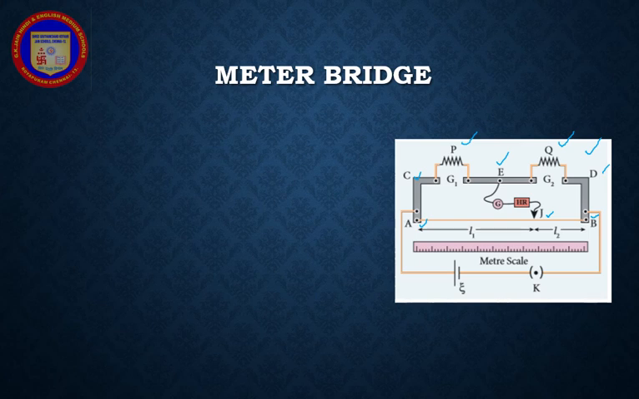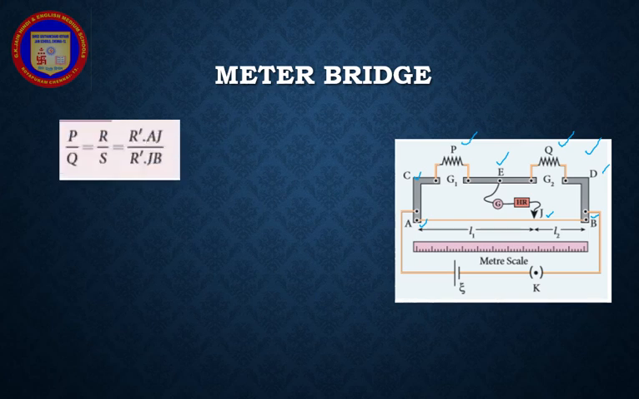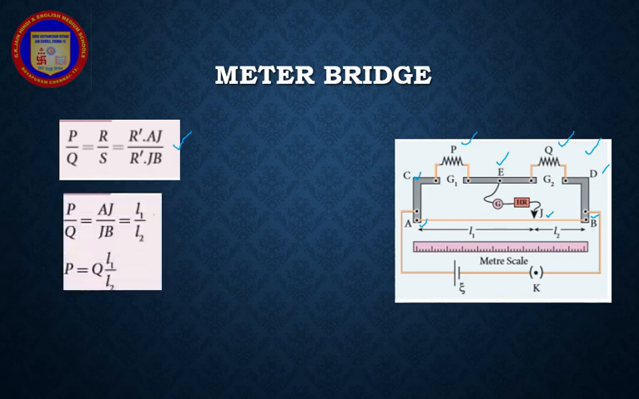The position of the jockey on the wire is adjusted so that the galvanometer shows zero deflection. Let the point be J. The lengths AJ and JB of the bridge wire now replace the resistances R and S of the Wheatstone bridge. Then P by Q is equal to R by S is equal to R dash AJ divided by R dash JB. We have P by Q is equal to AJ divided by JB, which is equal to L1 by L2, where R dash is the resistance per unit length of the wire, so they cancel each other. We have P is equal to Q into L1 by L2.